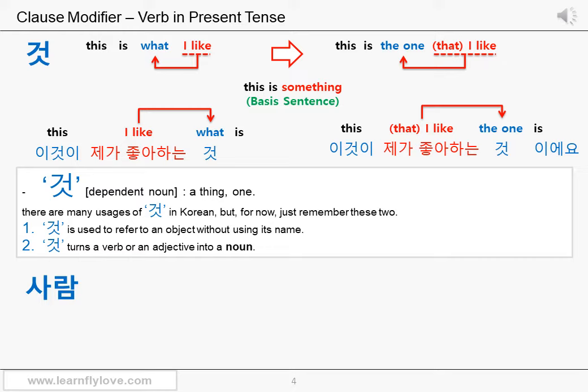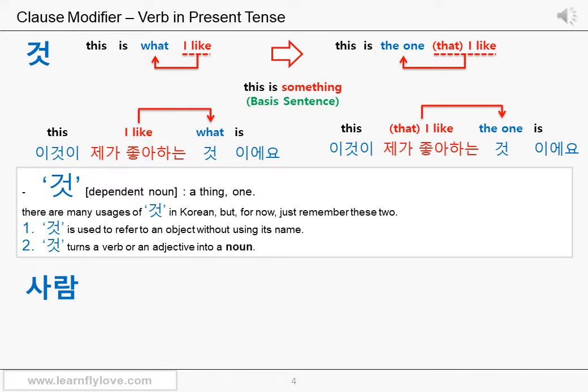So, what here is not used to make a question. It is used to indicate an object without using its name. So you can use the same 것 sound. 것 is, 이에요. This, 이것이, I like, 제가 좋아하는. What, 것 is, 이에요. 이것이 제가 좋아하는 것이에요.